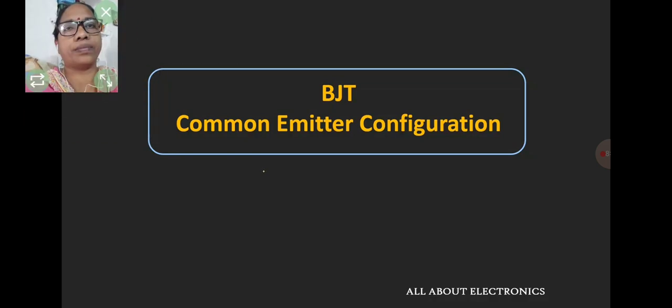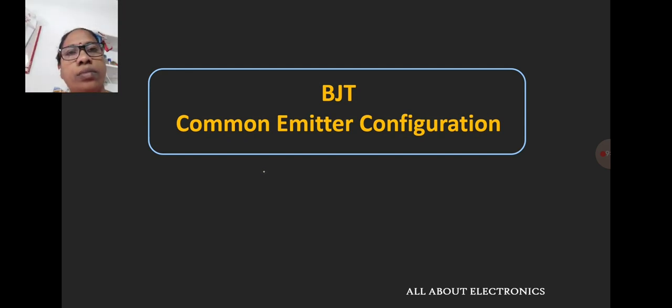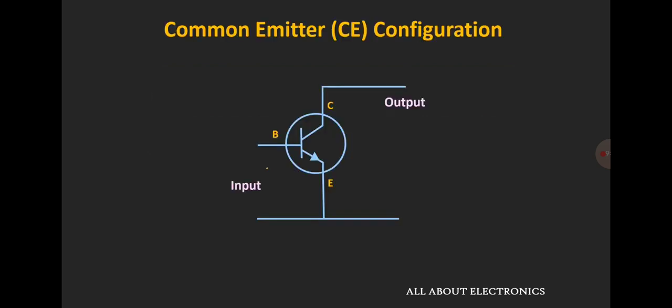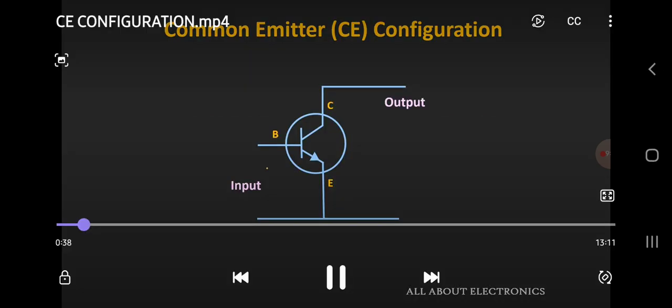Hey friends, welcome to the YouTube channel All About Electronics. In this video, we will learn about the common emitter configuration of the BJT. This common emitter configuration is the frequently used configuration of the BJT. In fact, most of the time when the BJT is used as an amplifier, it is used in this configuration.